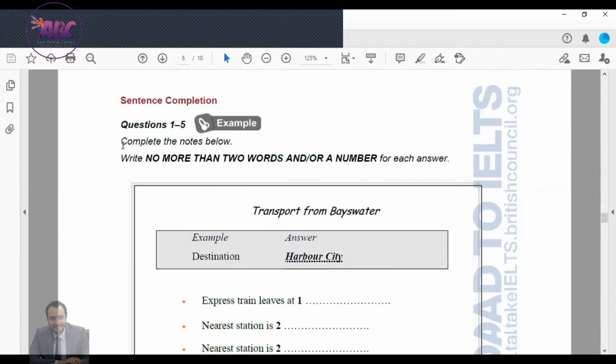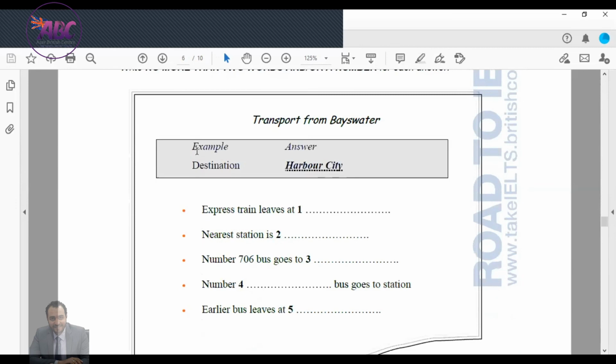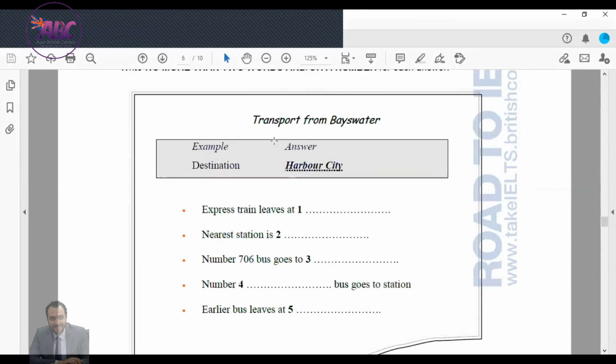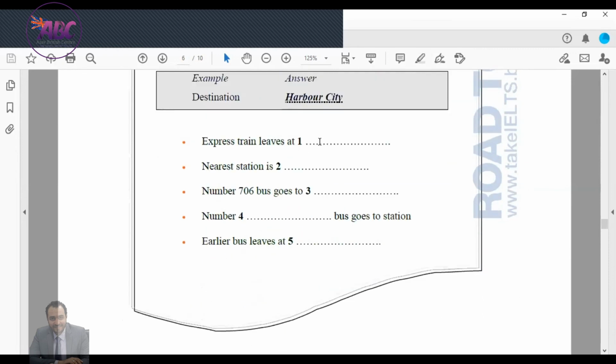Sentence completion, as you can see, is also a very common question here. Write not more than 2 words and or a number. One more time, you will try to guess the answers before listening, during the 30 seconds that you get before listening to the audio.